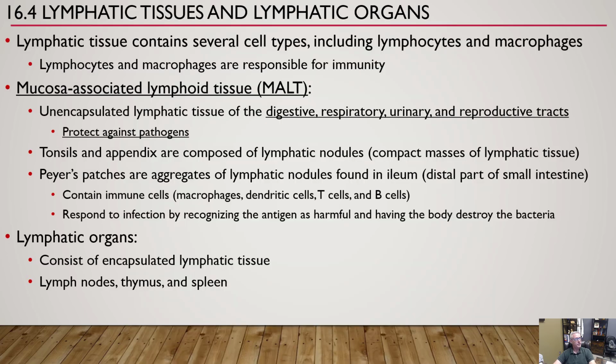All right, so lymphatic tissue, lymphatic organs. Lymphatic tissue has different cell types. We have lymphocytes or lymphatic cells. We have these things called macrophages. Macrophages, think of like phagocytes. P-H-A-G means to eat. Macro is large. So here we would say large eaters.